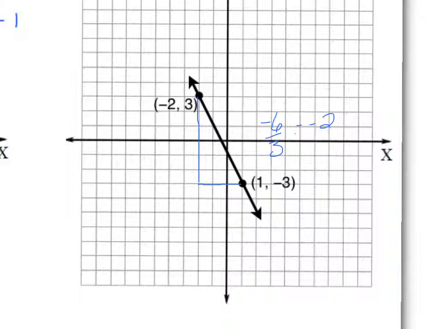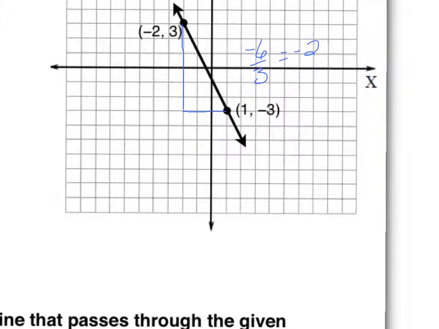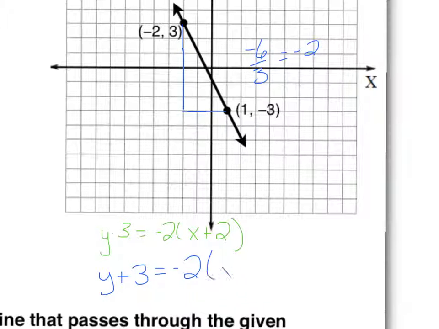Once again, it does not matter which point I pick. So your answers could have been y minus 3 equals negative 2 times the quantity x plus 2. Or your other answer could have been y plus 3 equals negative 2 times the quantity x minus 1.